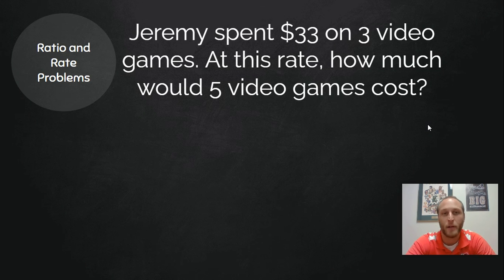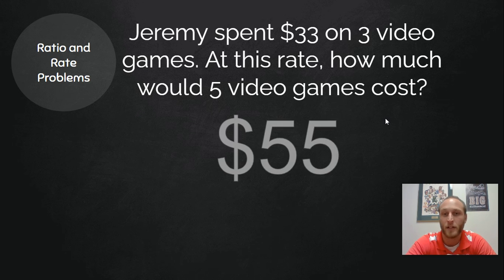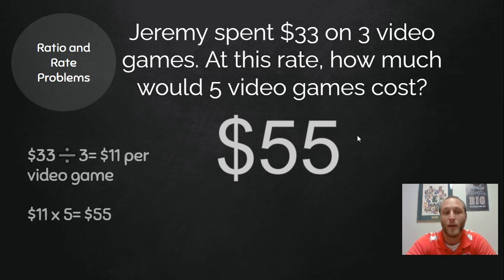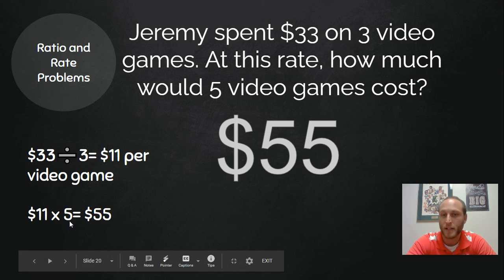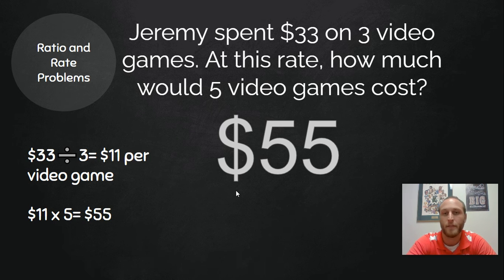All right, final problem here. Try this one out. Jeremy spent $33 on 3 video games. At this rate, how much would 5 video games cost? If you did this one correctly, you should have broken it down and gotten $55 is the total cost. The way I did that was took 33 divided by 3, because I know I wanted to figure out how much he spent on one video game, and then I multiplied that by 5 because I knew he wanted to buy 5 video games. So then 11 times 5 would give us 55.